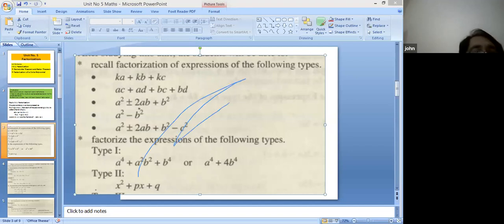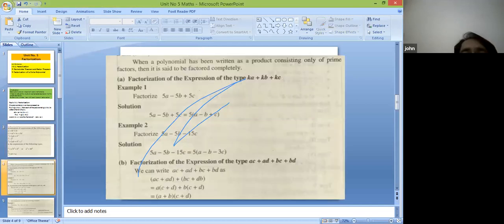Now, moving to the third page. Look at the page, my dear student. Again, this example I have discussed with you earlier. And similarly, some student is drawing some line. Please avoid this. So look at this question which I am giving on this page. Factorization of expression of type Ka plus Kb plus Kc. It is the same example, Ka plus Kb plus Kc. Suppose we have 5a minus 5b plus 5c. Then we can take 5 as common, which I have earlier done for you.